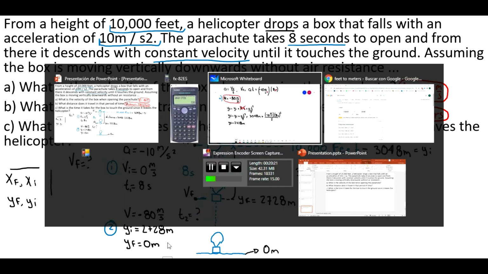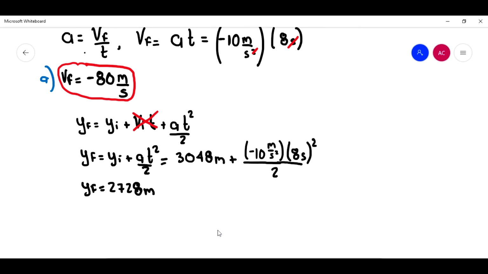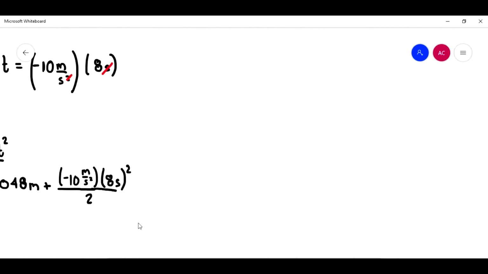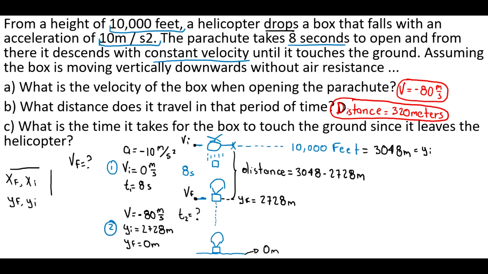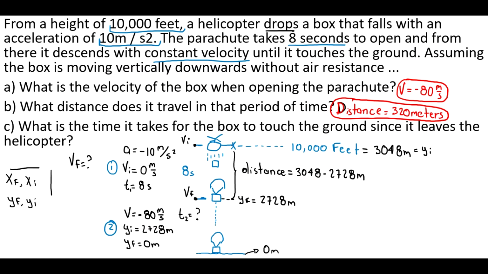So I'm going to write the equation again, because in this case I don't have acceleration. I'm not going to write the formula for acceleration. I'm going to write again the formula for position: final position equals initial position plus initial velocity multiplying time plus acceleration times time squared over 2. And remember, we don't have acceleration, so this whole term is going to be 0, because I got constant velocity.